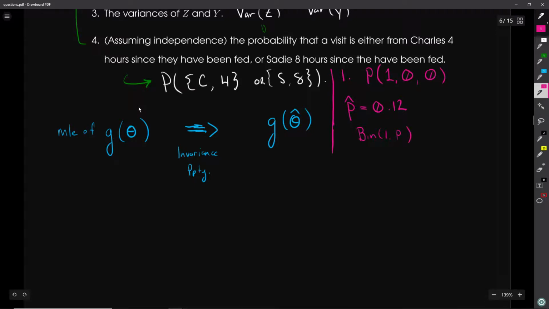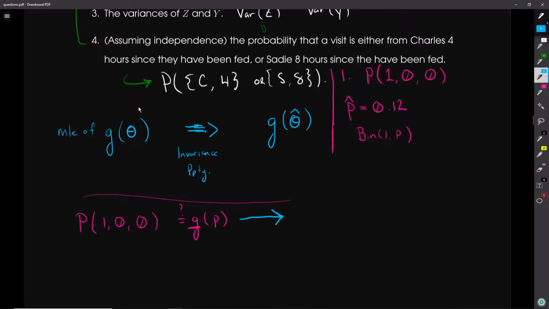We know that these data are being drawn from a binomial 1, p distribution. Thinking about the invariance property, what we want is to express the probability that we get a 1 and then a 0 and then a 0 as some function of p. So what function g can we use? I'd recommend just writing out what this probability is.